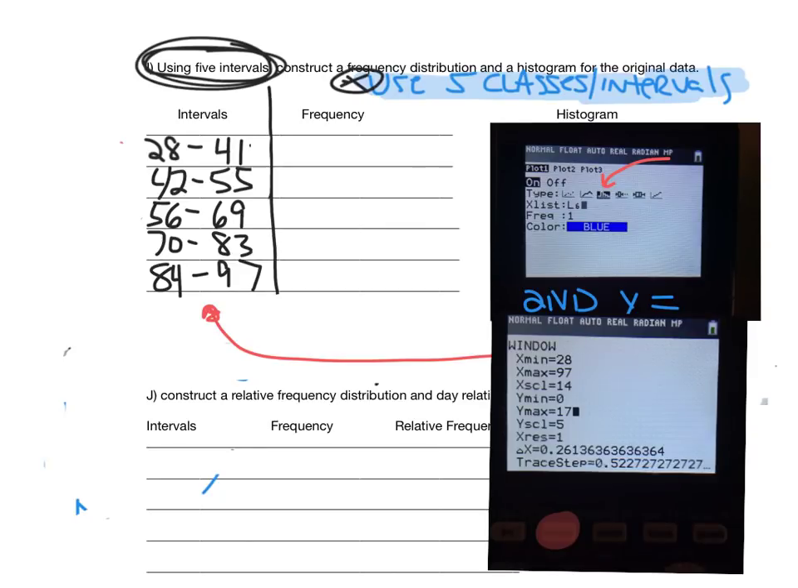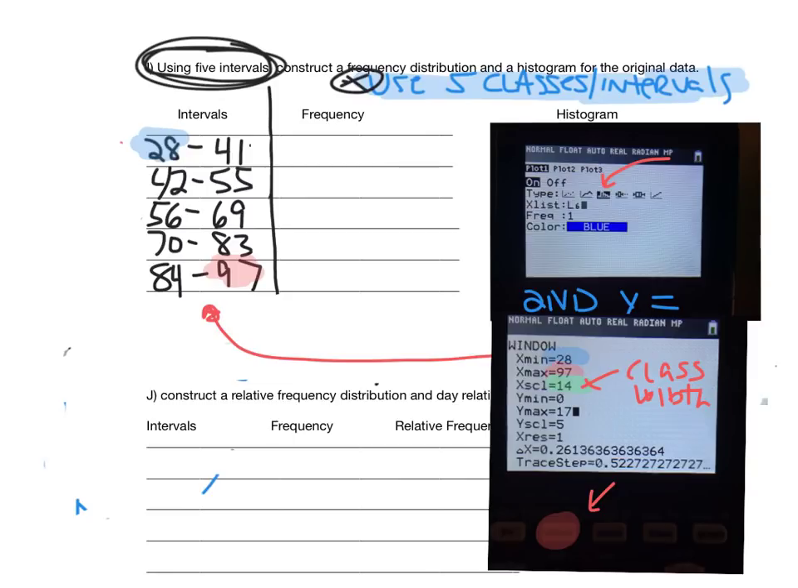So after pressing the window button, this is the viewing window that we need to establish. Here, the x-min is going to be 28 because that's the smallest data value. It's the starting point of the first interval. Here, for x-max, we're going to manually type in 97 because that's the ending point of the last interval. The x-scale is 14 because that was the class width, the size of the interval that we established by taking the range and dividing it by the number of intervals that were given to us.